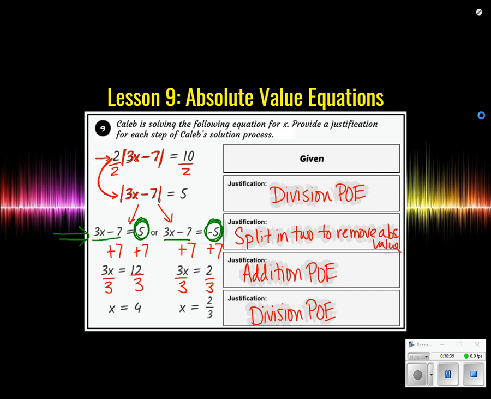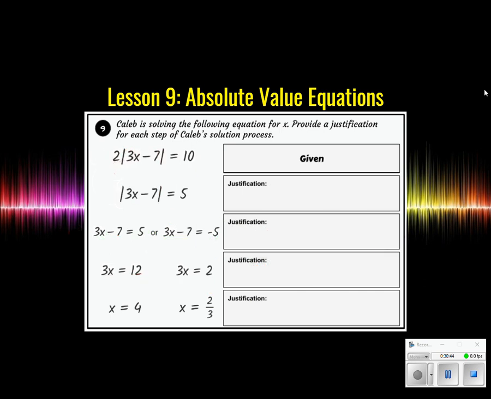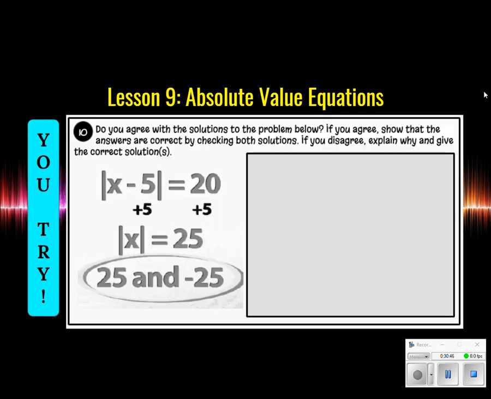All right, I think the next one is the last one. You're going to be doing problem number 10 on your own. Do you agree with the solutions to the problem below? If you agree, show that the answers are correct by checking. If you disagree, explain why and give the correct solutions.